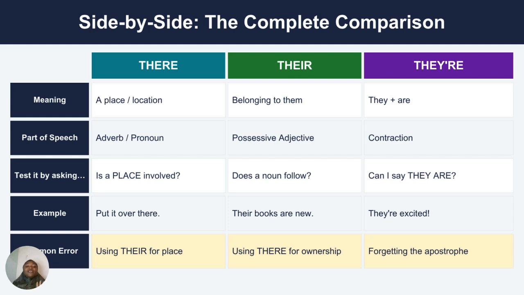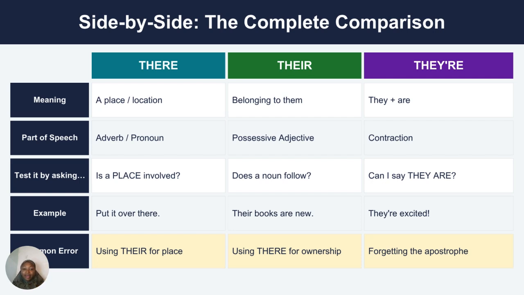Now, this is a summary of everything we've learned today. The first one is there, which is used for a place or location. It's also an adverb or a pronoun in a sentence. So when you are faced with a question and you need to answer it, the first thing you need to do is ask yourself, does it involve a place? If it does, then your go-to is there.